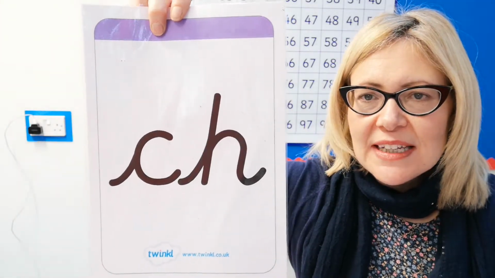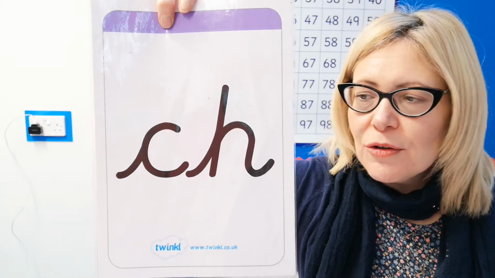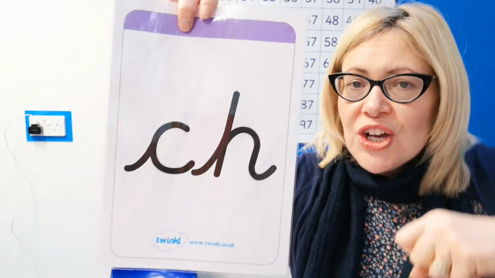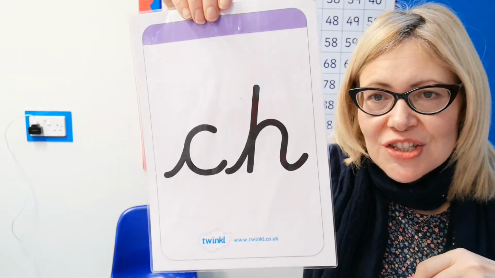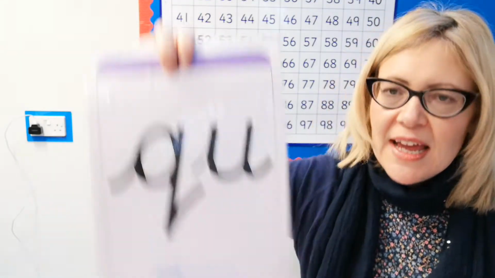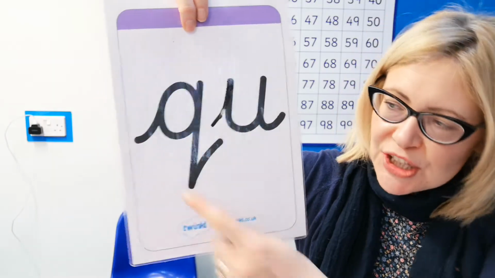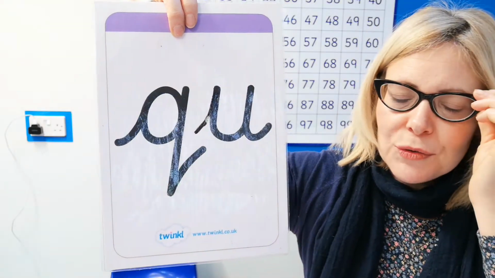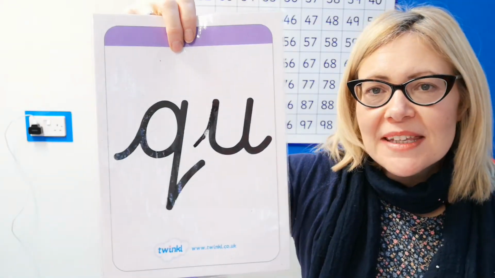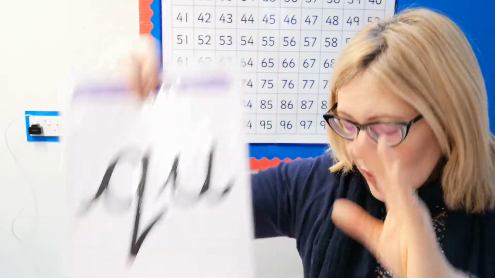These two, the curly c and the h, when they're together, they no longer are c and h. They are ch, ch, ch, for chicken. And this one here, the letter Q and its friend U, when they are together, they make qu, qu, qu.